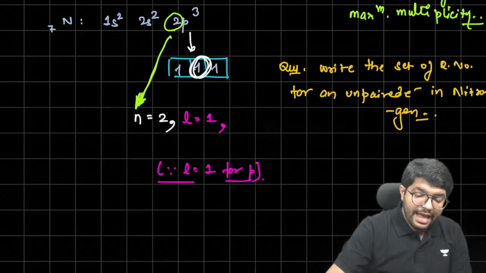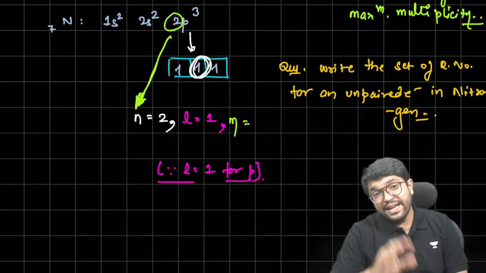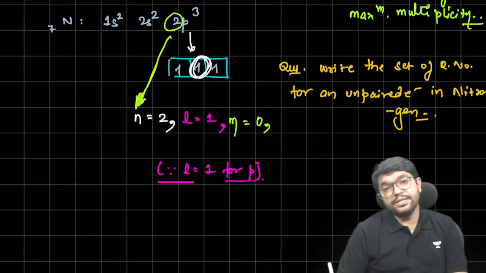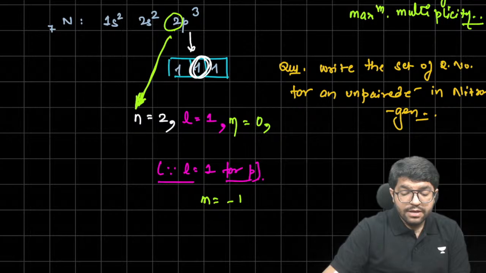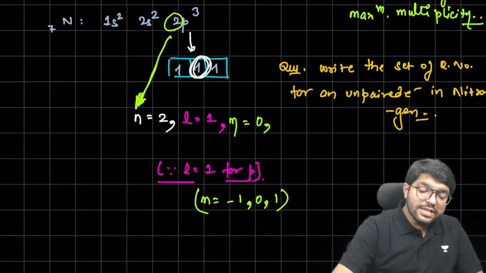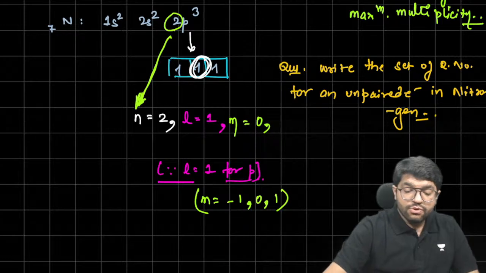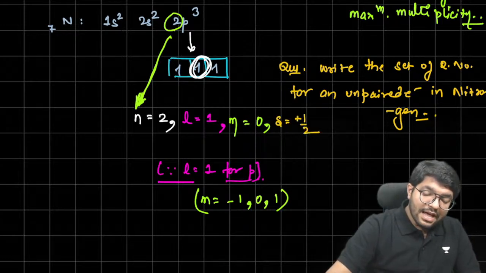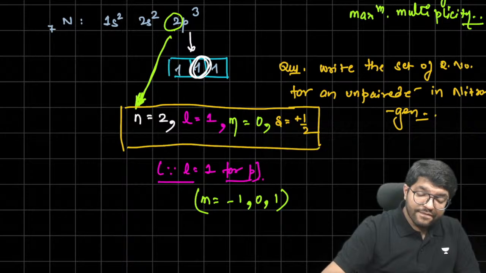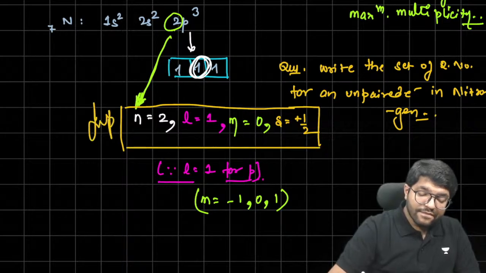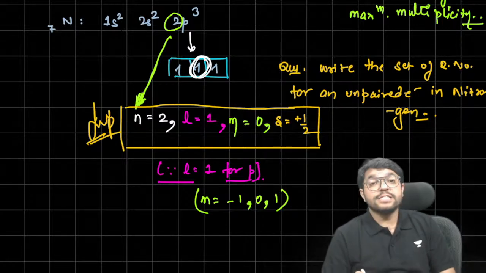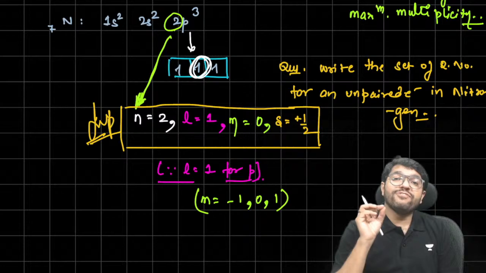Similarly, m is equal to minus 1, 0 and 1. I'm talking about the center, so m could be equal to 0, because m will have 3 values, minus 1, 0 and 1. And then the fourth, since it's standing straight, my s is equal to plus half. So n2, l1, m0, s plus half are the quantum numbers of the nitrogen electron.